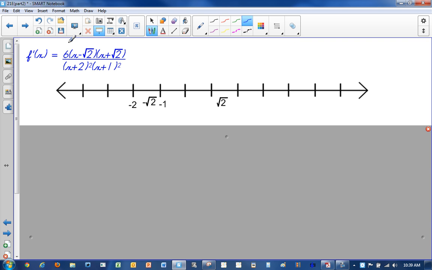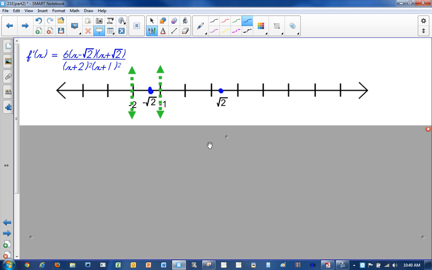All right. So let's look at what's going on. I have my vertical asymptotes. Let me draw those in. I have my vertical asymptotes at negative 2 and negative 1. And then I've got my stationary points at x equals negative root 2 and x equals positive root 2, which is about 1.4. That's why I've kind of put them where they are right now.